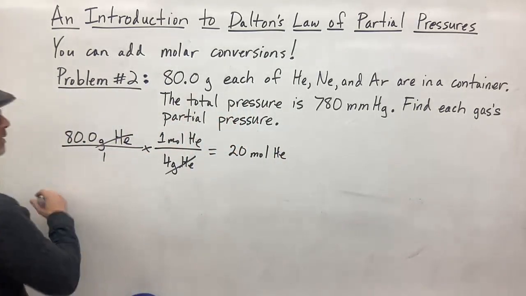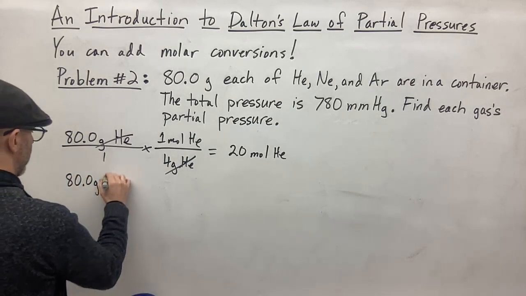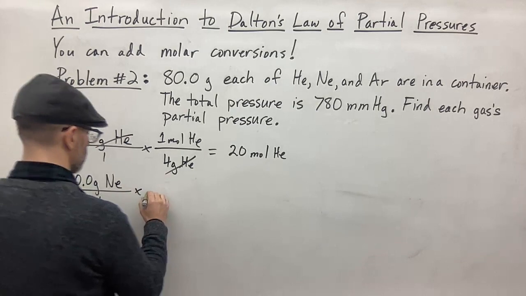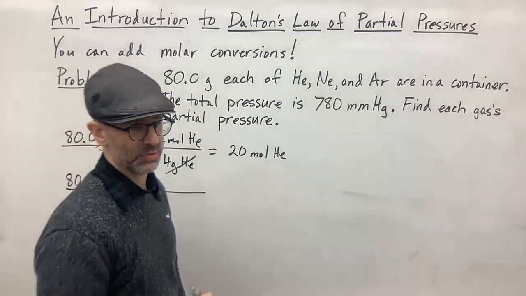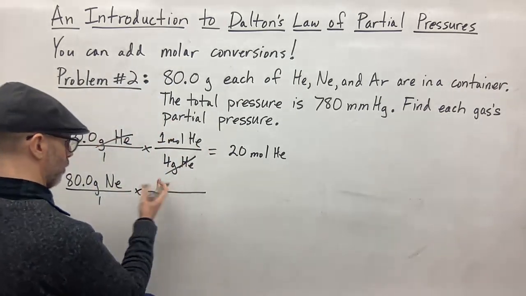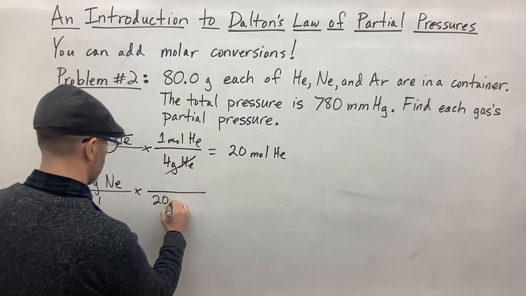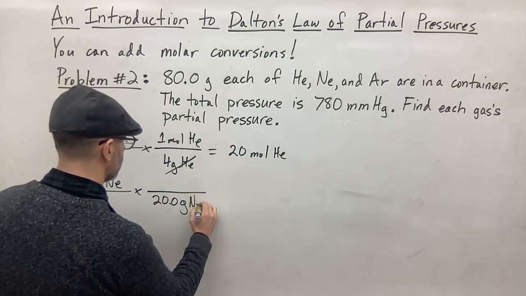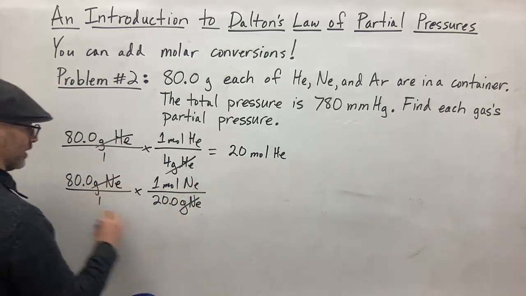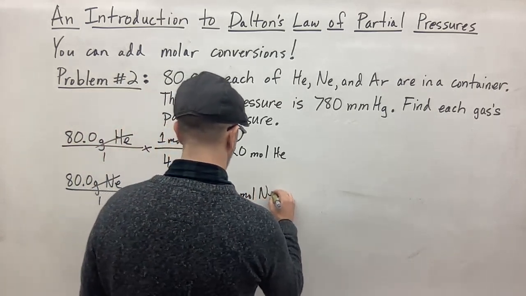Do the same thing for neon. So neon, we have 80 grams of neon over 1. And again, we're going to use our molar mass of neon. So for neon, that's going to be 20 grams per mole. Again, we're rounding our numbers to make the calculations easier. So that's going to be 20 grams of neon for every 1 mole of neon. So grams of neon cancel out. And so that's going to give us 4 moles of neon.